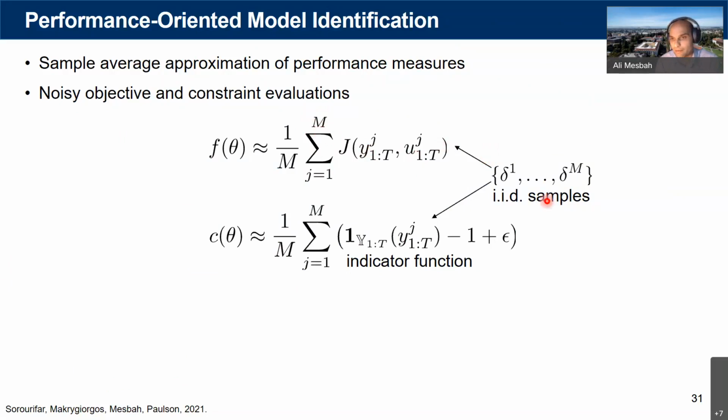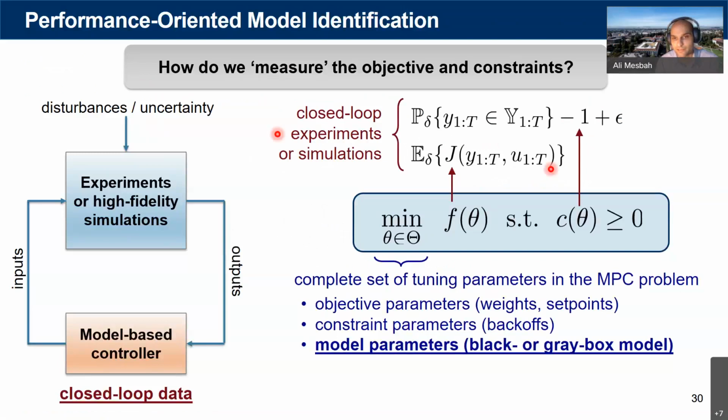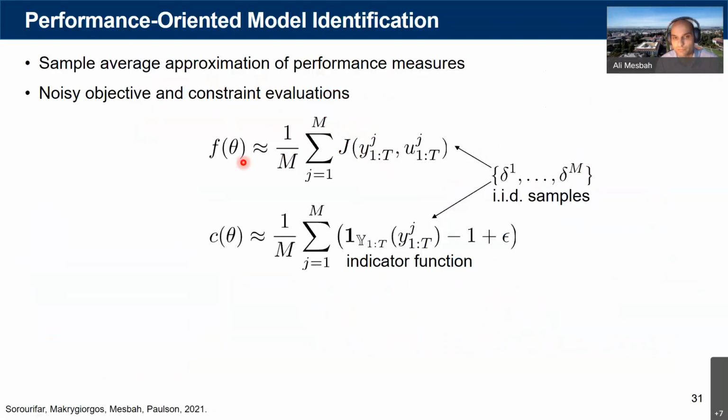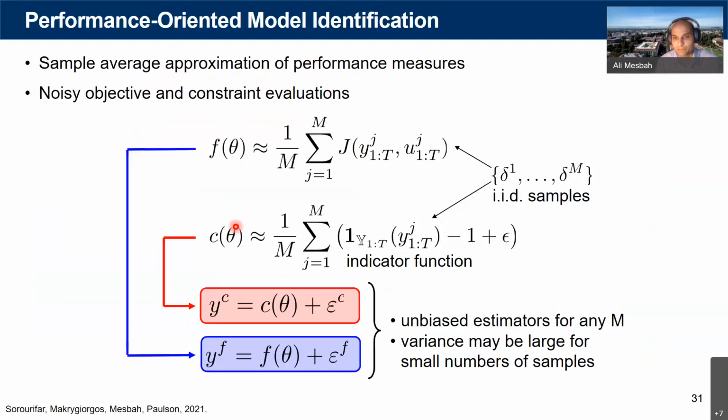So these are m realizations of your uncertainties. In other words, m realizations of these uncertainties, and essentially you approximate your costs and constraints in a sample-based fashion. But keep in mind that on one hand, these sample-based approximations are unbiased, so this is a great property. On the other hand, these approximations are noisy, right? Because basically the variance that you get for these approximations can be large for a small number of samples.